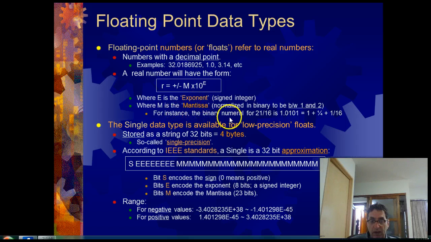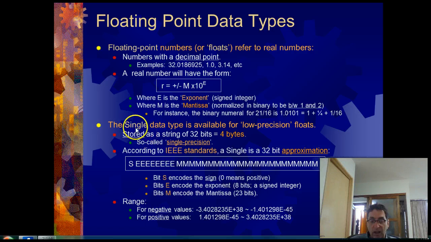For instance, the binary numeral 21 over 16 is 1.0101, which equals 1 plus 1/4 plus 1/16.